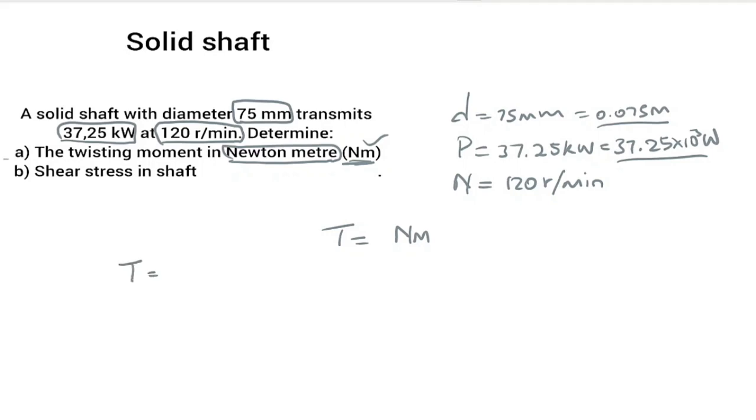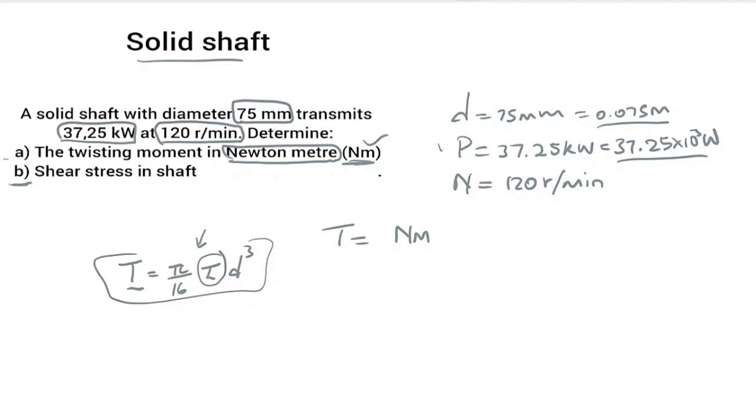Torque is equal to pi divided by 16 times the shear stress times the diameter to the power 3. It's because here we're talking about the solid shaft. That's why we use this. Here we don't have the shear stress; we'll find it in the second question. So that means we have two unknowns in this equation. Let us look for another equation which can help us find the torque.